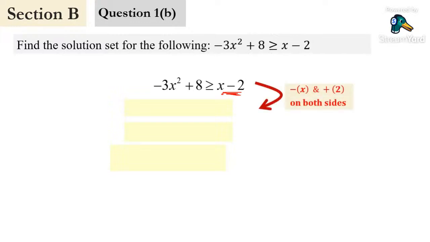minus x and plus 2 on both sides to get the result, minus x squared minus x plus 10 greater than or equal to 0. The inequality sign does not change direction because adding and subtracting will not change the inequality sign direction. The one that will change direction is when you multiply or divide by a negative number. Go on. Reach until here.